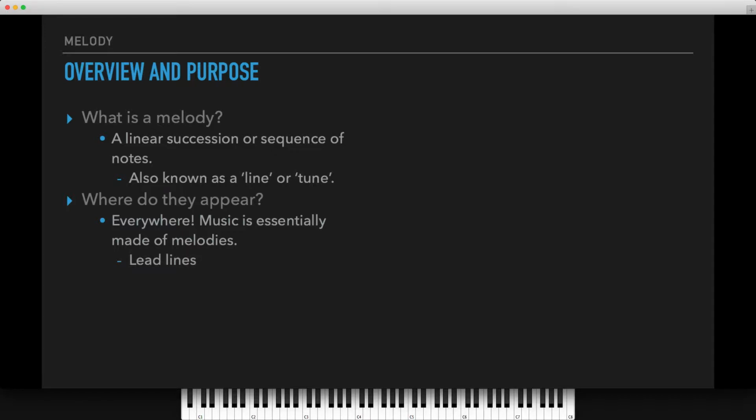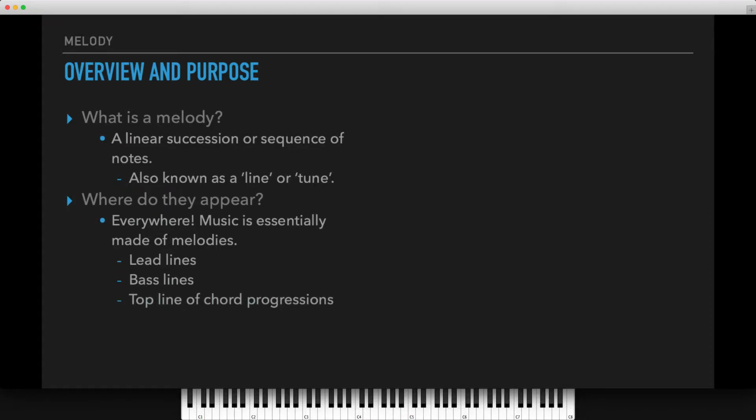So an example would be a lead line. When someone says a lead line, they simply mean the melody. That's like the actual melody. Like you've got a chord, and then you've got, that's your lead line or your lead melody. Bass lines are just melodies. They're just very low melodies.